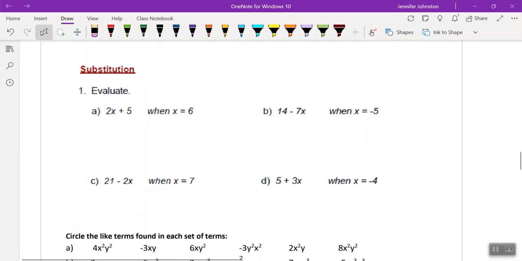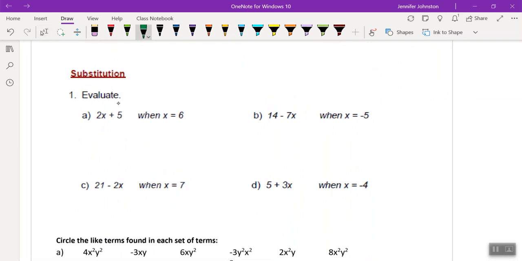Lastly, here we have some to evaluate. So we've seen this before. Was my analogy of when you go to Walmart and you're playing that game where you have the crane and it grabs the toy and then puts it into its place. Hopefully you win, but you spend so much money on it. That's exactly this. You're going to take the 6 and input it where the x goes.